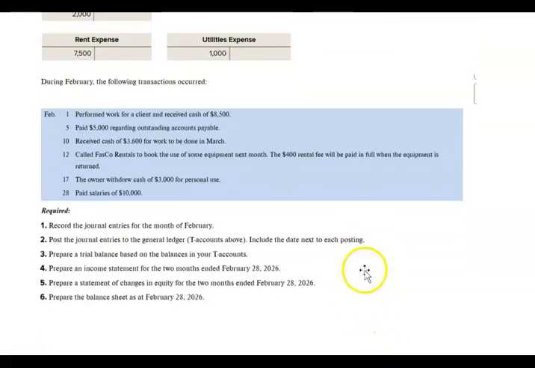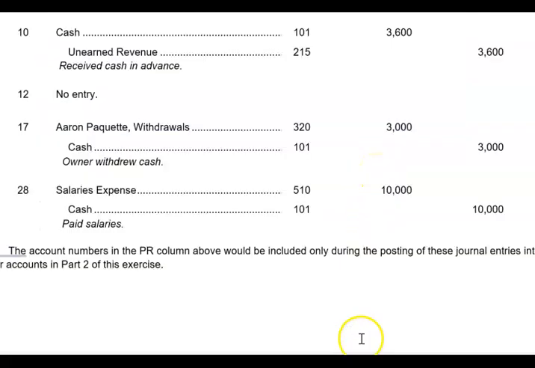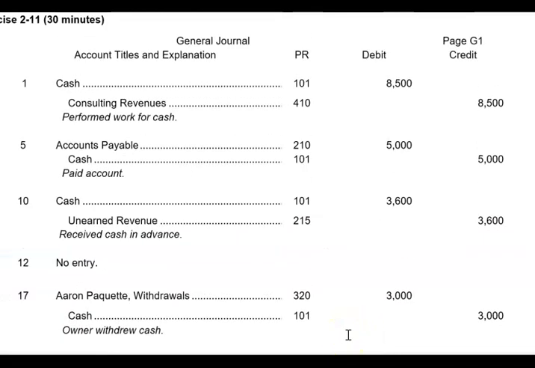So it has said record the journal entries, which we just did. Now they want us to post the journal entries to the general ledger or T accounts, including the date next to each posting. That's for keeping track. So we've got cash and consulting revenue.